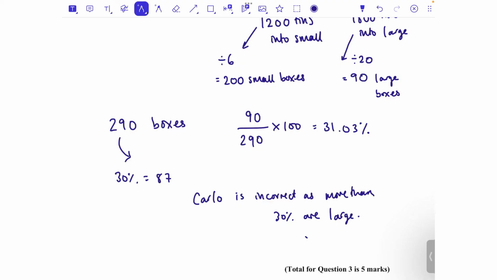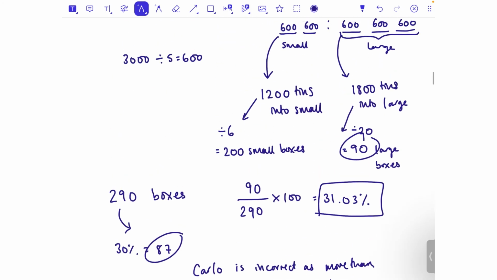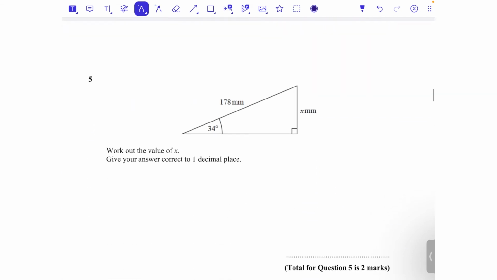And you could say that 90 is greater than 87, and that would be enough, or seeing that and that would be enough. So lots of different ways you could have got 5 marks there, but there we go. That was it for 5 marks. Well done if you got that.